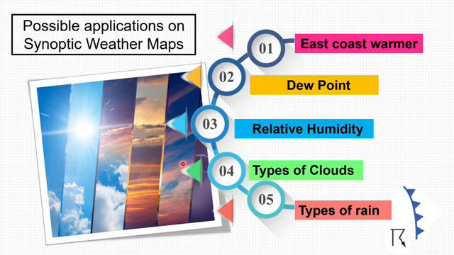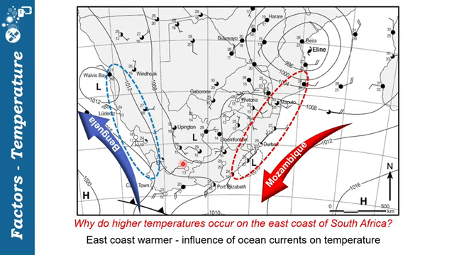So let's just have a look quickly so that when you do get a question of this nature at the end of the year, you are able to answer the question. Right. So why do higher temperatures occur on the east coast? We know that the east coast is warmer, and if you look at this map, you can see along this coastline there is a warm ocean current flowing, the Mozambique current.